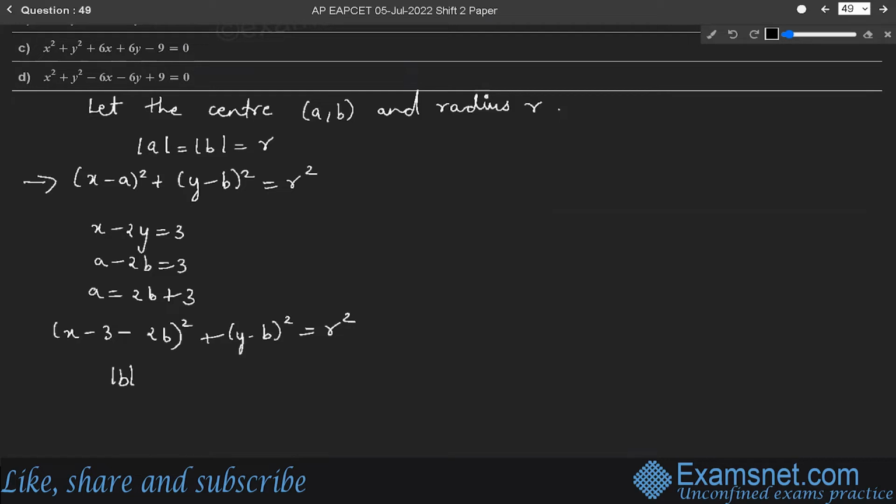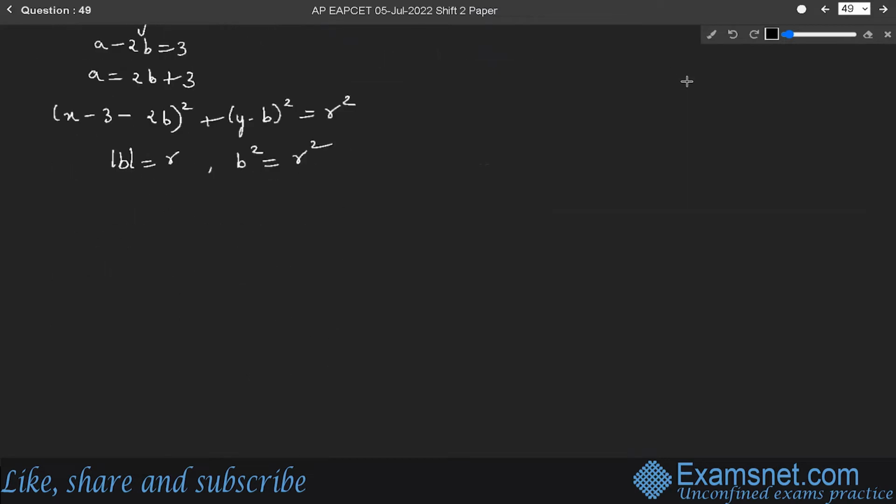We know that modulus of B is equal to R. Therefore, we can say that B square is equal to R square. So, it will be (x minus (3 minus 2B)) whole square plus (y minus B) whole square is equal to B square. We know that (0, B) is on the circle. So, therefore, x will be 0 and y will be B.